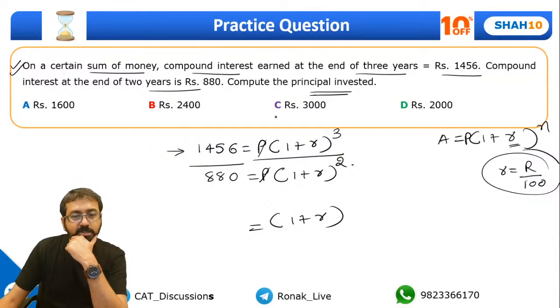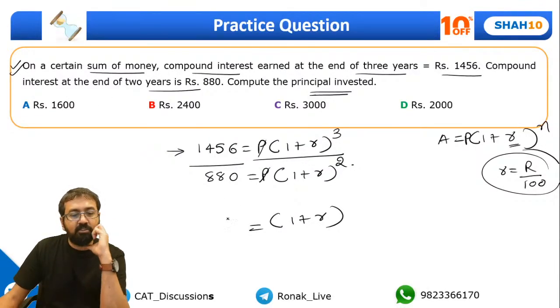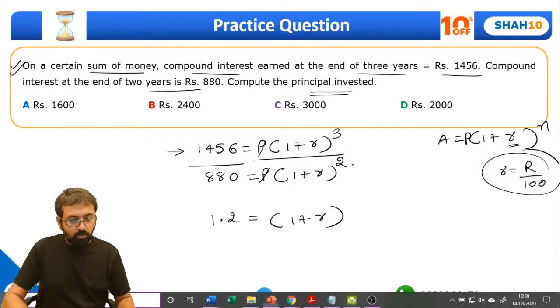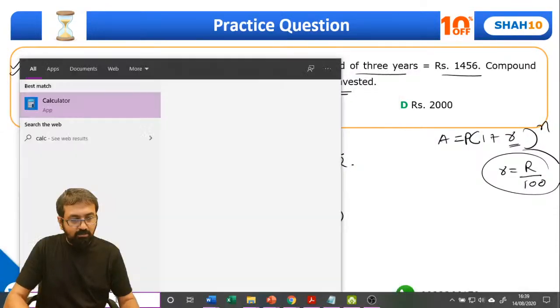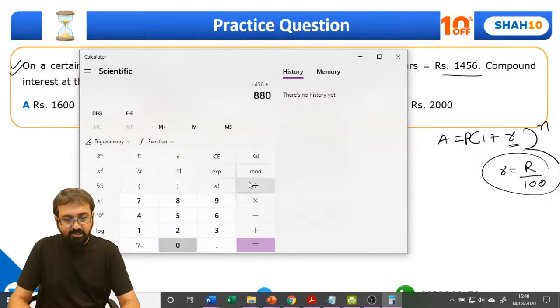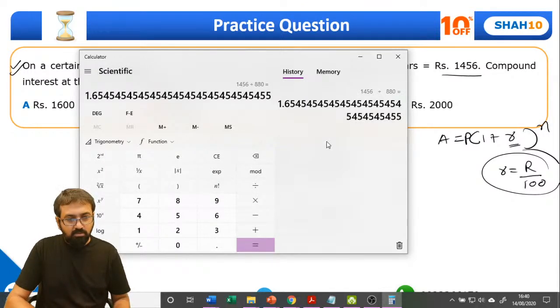But we need to calculate the principal, right? Let's calculate the rate of interest. That's another way of doing it. Guys, what is this value that you are getting? Are you getting 1.2? Just check. We can also do it in the calculator. So let's use the calculator. 1456 divided by 880. So what is the value? No, it is coming out to be a complicated value.